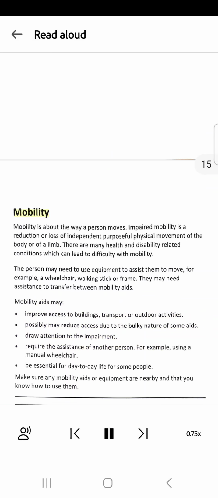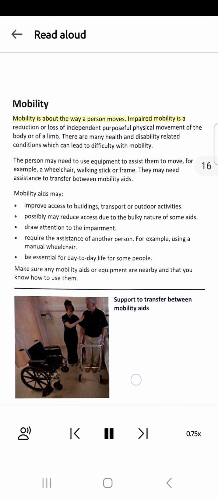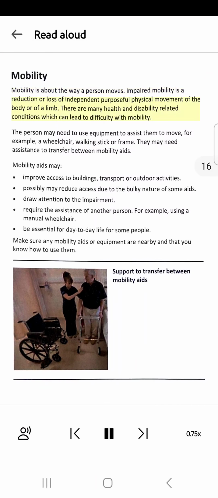Mobility. Mobility is about the way a person moves. Impaired mobility is a reduction or loss of independent purposeful physical movement of the body or of a limb. There are many health and disability-related conditions which can lead to difficulty with mobility. The person may need to use equipment to assist them to move, for example, a wheelchair, walking stick or frame. They may need assistance to transfer between mobility aids.